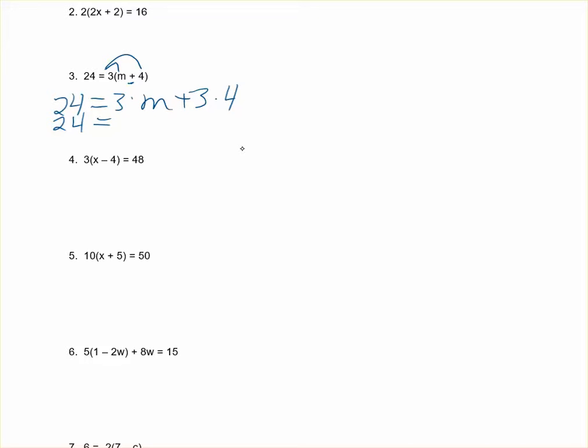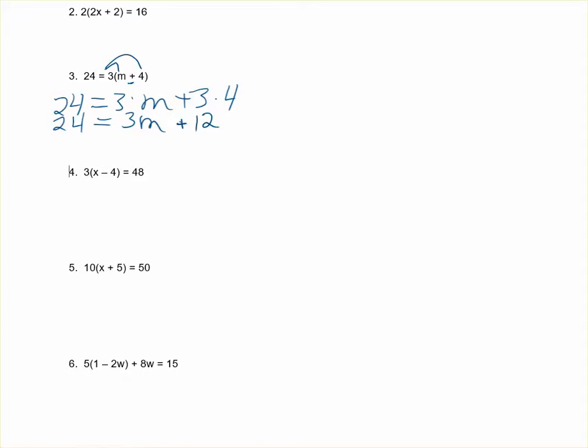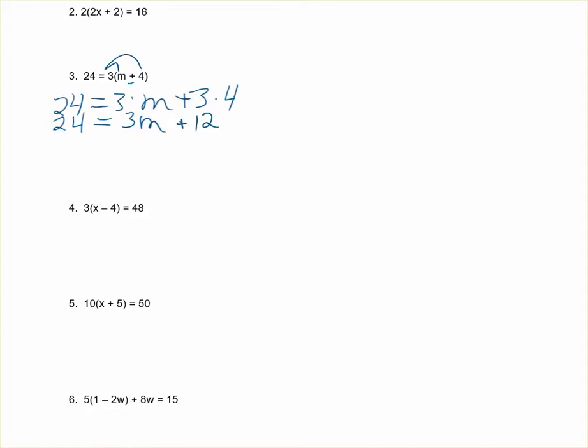3 times m can be written as 3m. 3 times 4 is equal to 12. So I just simplified that. Then to finish this problem, we are going to solve for the variable. Here's the variable m, we need to undo the plus 12 by subtracting 12 from both sides of the equal sign. 24 minus 12 is 12. Equal sign, we're lining up our equal sign, equals 3 times m, or 3m.